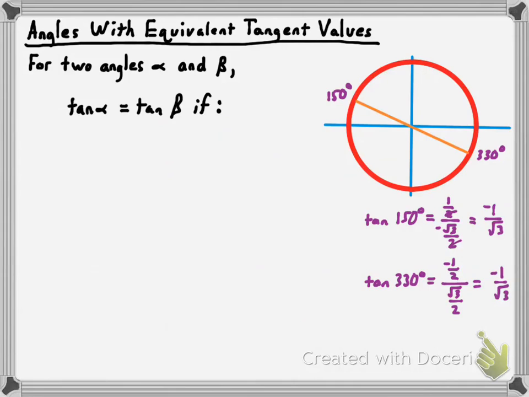Now, how many degrees apart are those angles going to be? If they're each halfway around the circle from one another, they're going to be 180 degrees or pi radians apart. So two angles, alpha and beta, would have equivalent tangent values if they are 180 degrees apart. That means you can always add 180 degrees to beta to find an angle that has an equivalent tangent value. I'm going to put a little plus or minus in there because you could also subtract 180 degrees from any angle to find another angle with an equivalent tangent value. The equivalent thing in radians is that you could either add or subtract pi from an angle in order to find another angle with the same tangent value.